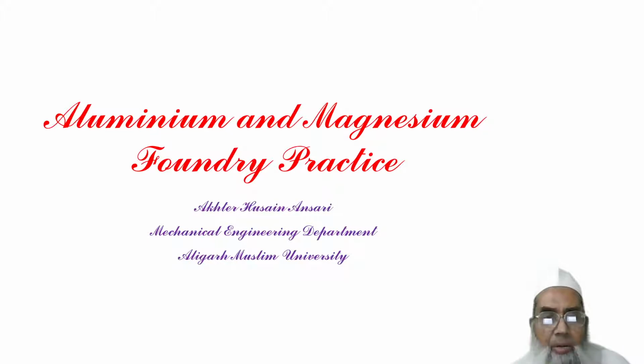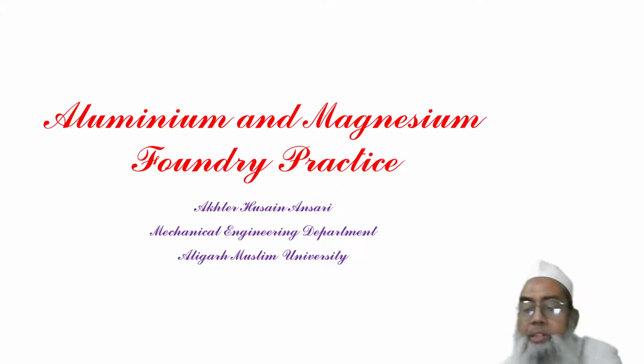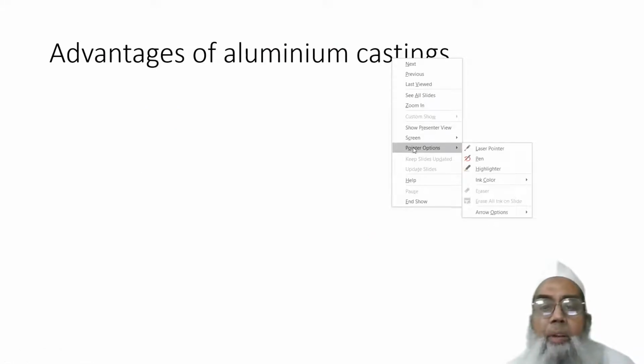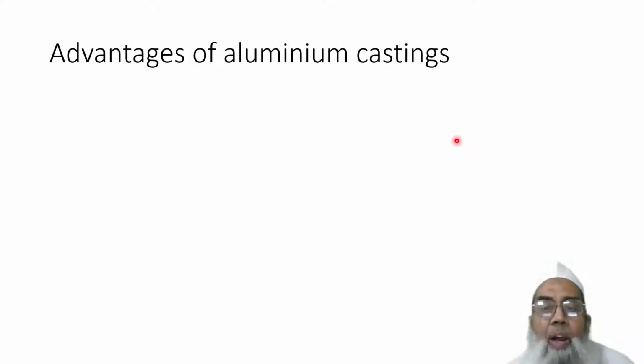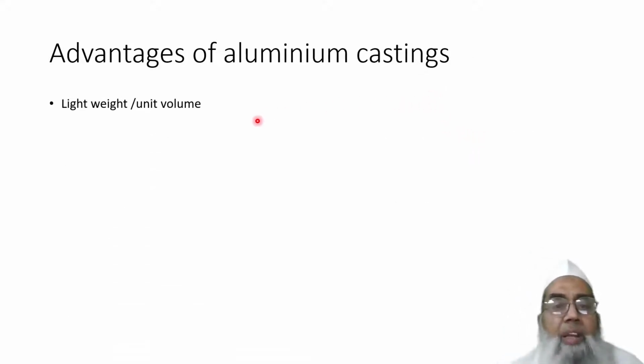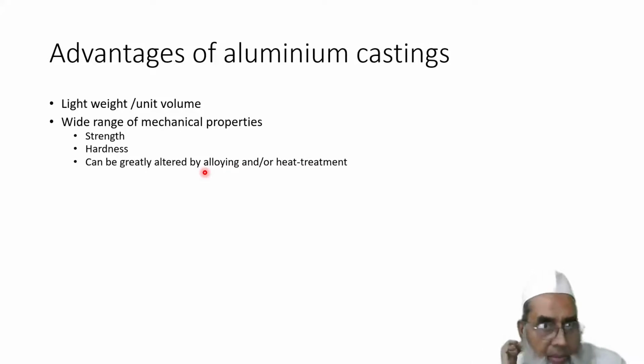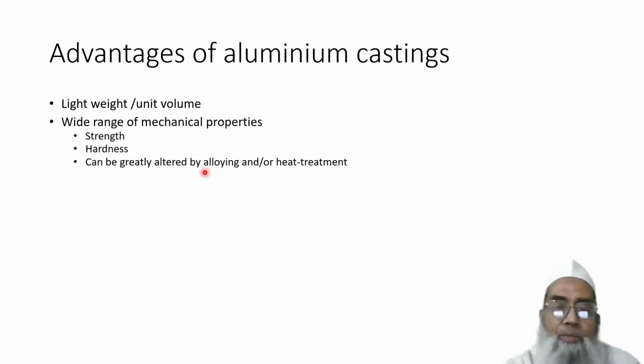Today we will discuss aluminium and magnesium foundry practice. If you look into the advantages of aluminium casting, we will see that it has a lot of advantages, due to which it has its own application. First of all, it is lightweight per unit volume and has a wide range of mechanical properties, such as strength and hardness, which can be altered by alloying elements. By heat treatment, we can improve the strength and hardness of the material.